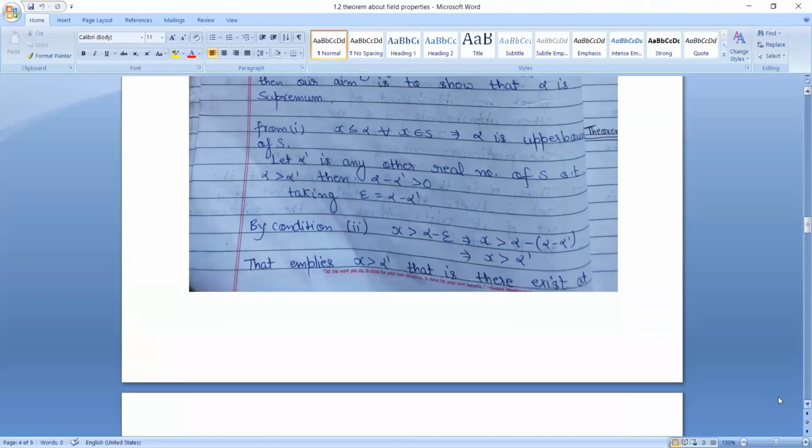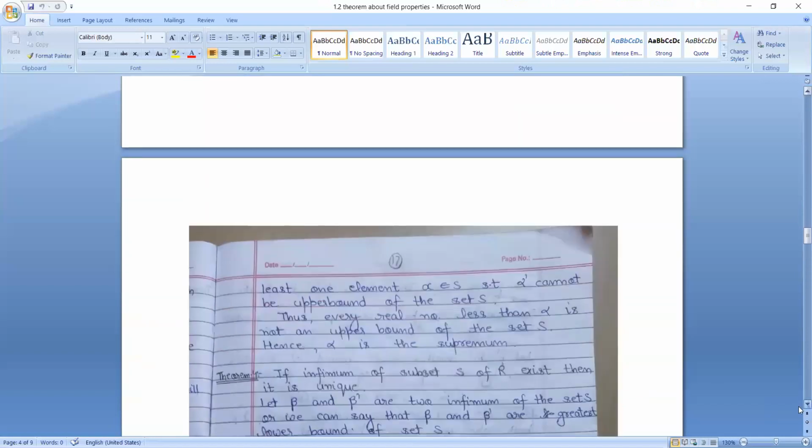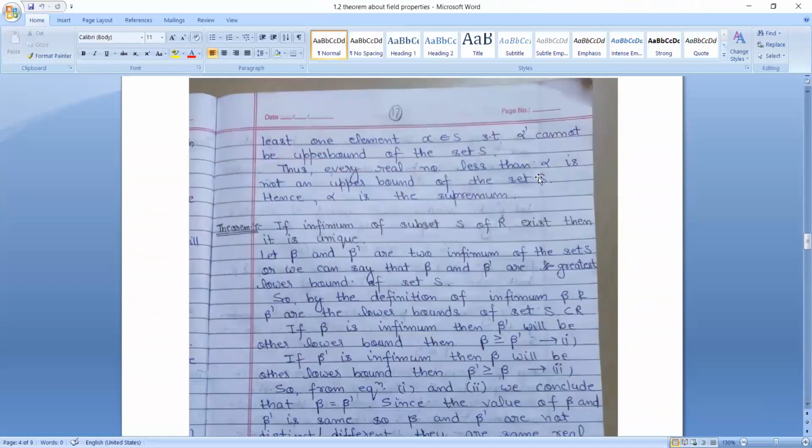By the second condition, x is greater than alpha minus epsilon, that implies x is greater than alpha dash. That is, there exists at least one element x belongs to S such that alpha dash cannot be an upper bound of the set S. Thus, every real number less than alpha is not an upper bound of the set S. Hence, alpha is the supremum.